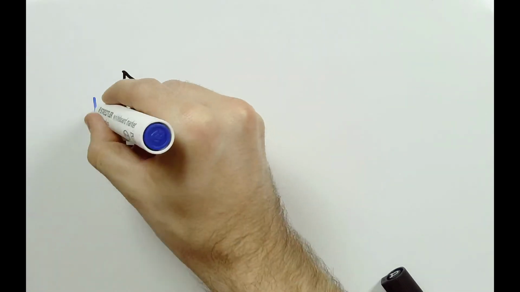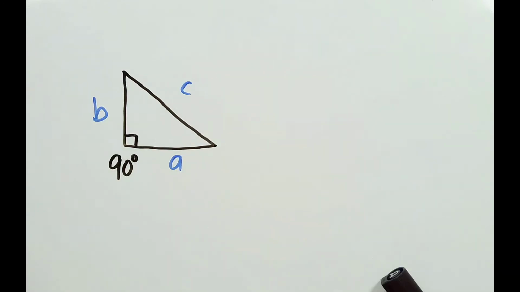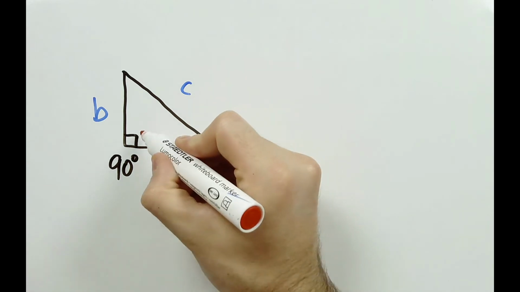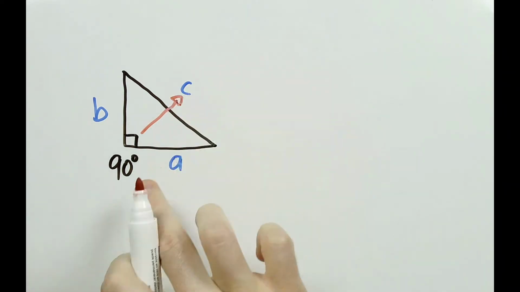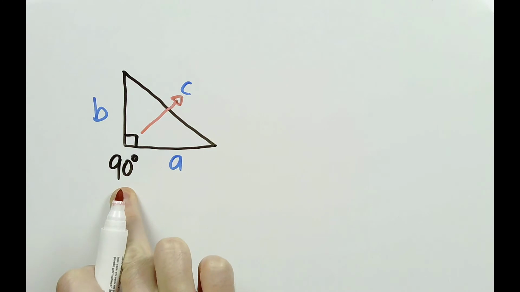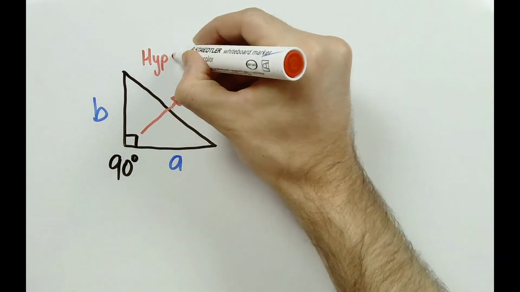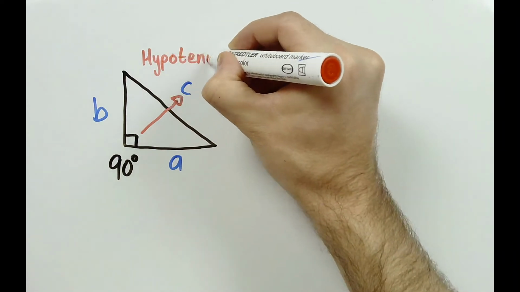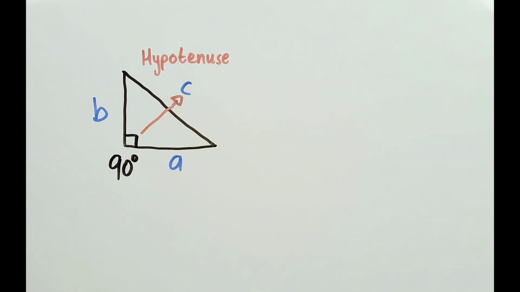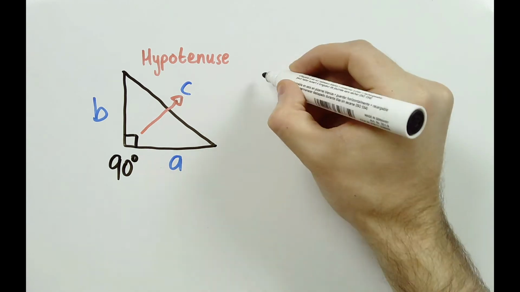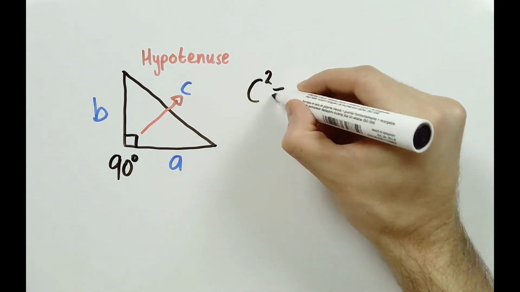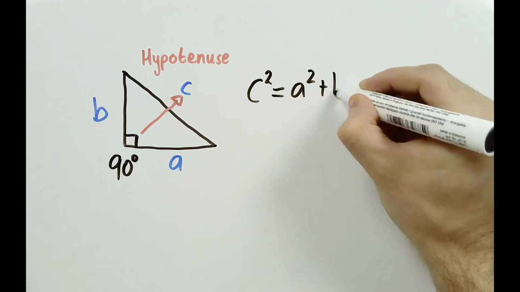Let's label them A, B, and C. Those are the variables for the side lengths, where C is always opposite this 90-degree angle. And when we label them in this way, we refer to C as the hypotenuse, which is, as it turns out, always the longest side. So Pythagoras' theorem states that C squared equals A squared plus B squared.